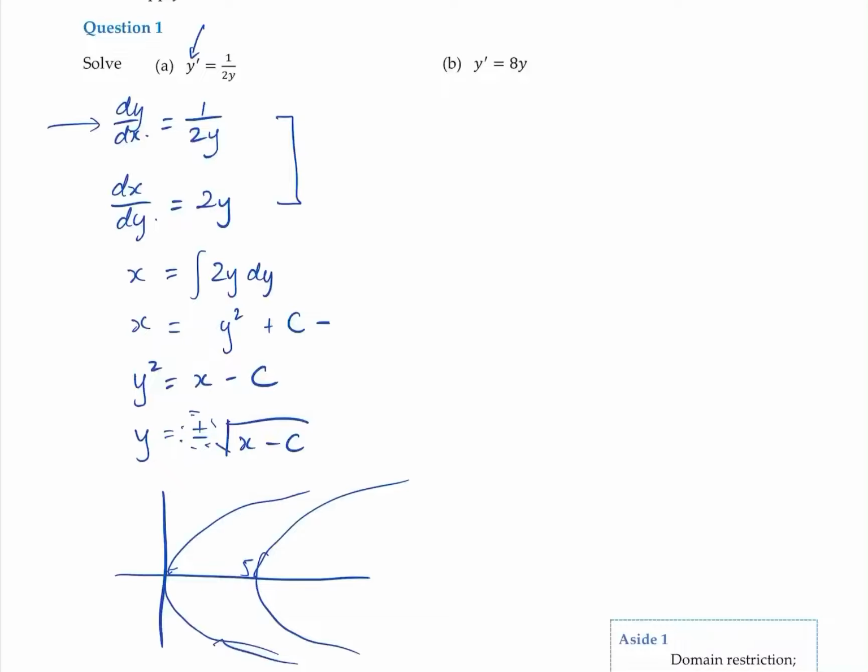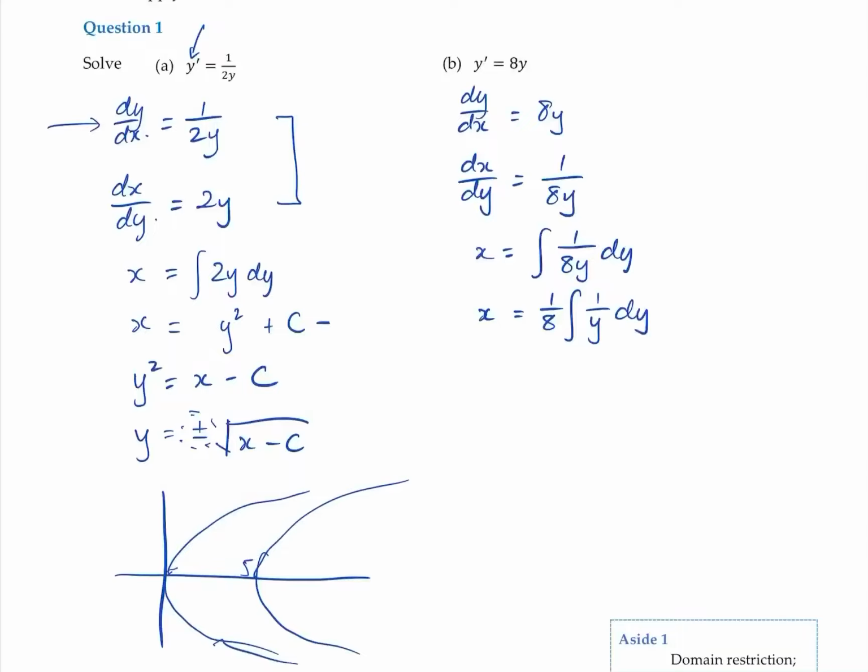Question B, another general solution. So dy dx equals 8y, taking the reciprocal, dx dy equals 1 over 8y. And x equals the integral of 1 on 8y dy. I'm just going to take that out the front. I would have taken that out the front straight away, but whatever. And we get x equals 1/8 ln of the absolute value of y plus c.